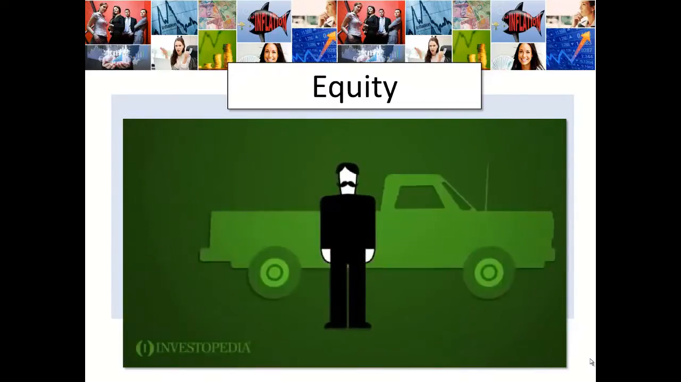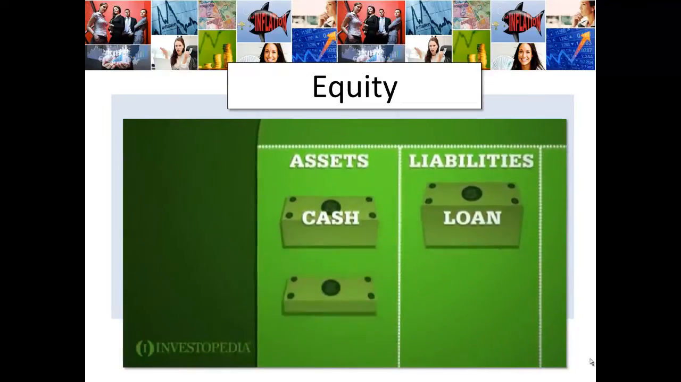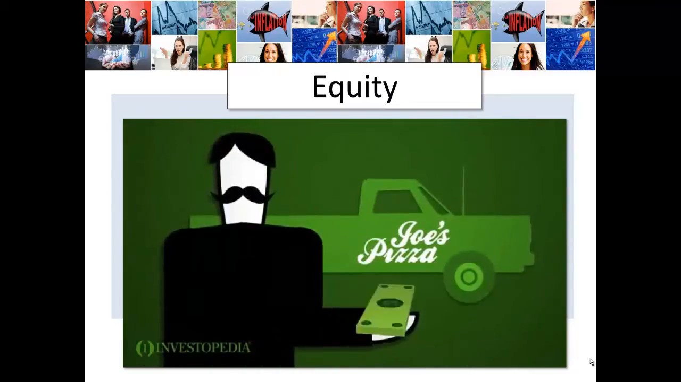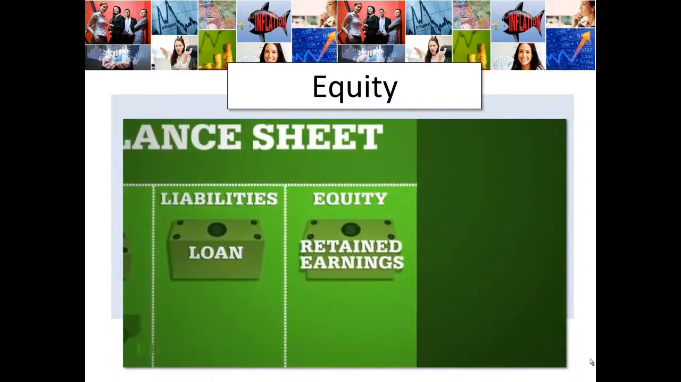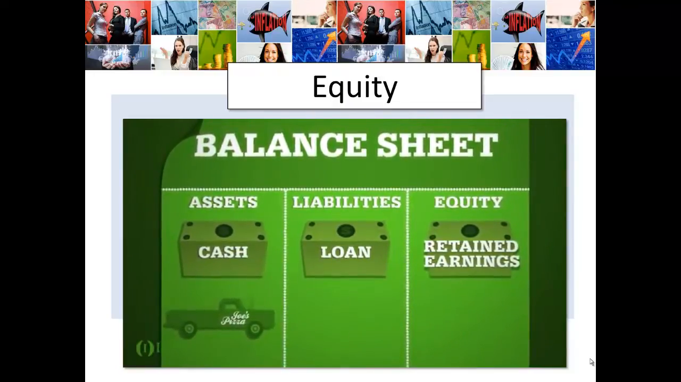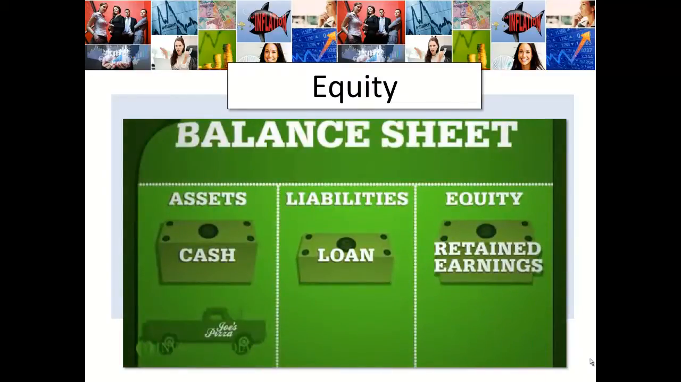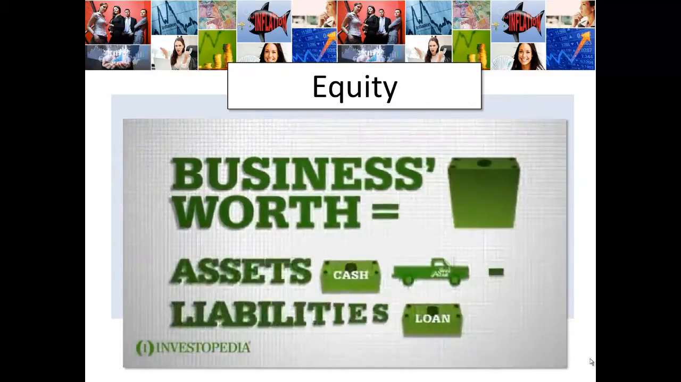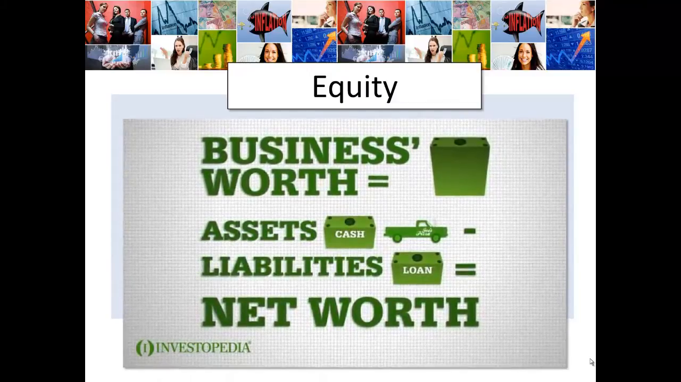Joe uses the cash to buy a truck and start his own pizza delivery service. His cash assets decrease, but that's balanced by an increase in his other assets, a new truck. As Joe delivers pizza, the profits are recorded in the balance sheet as retained earnings in the equity section of the balance sheet. The cash from his profit is recorded in the assets section, balancing out. Every month, Joe makes a payment against his loan. He reduces his liabilities by the amount of the payment, and his cash is reduced by the same amount. To find out his business's worth, Joe subtracts liabilities from his assets. This equals the net worth of his business.